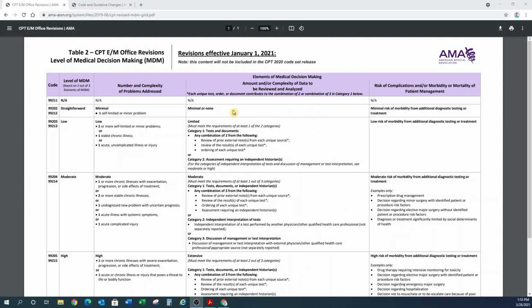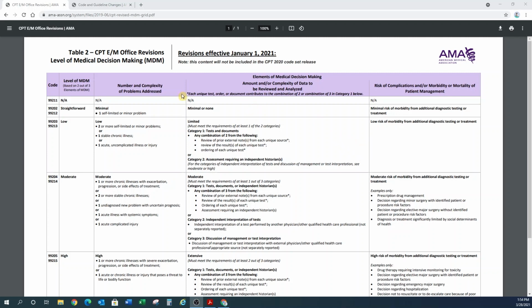Many people will say it'll be straightforward, low, moderate, or high, but essentially they're talking about that level of medical decision making. So referring to it either way is fine. And this would be, again, the second element in the medical decision making table. And then last but certainly not least, we have the final column, which is risk of complications and or morbidity or mortality of patient management. And that will either be minimal risk, low risk, moderate risk, or high risk. So again, this is the third element out of the three for medical decision making.